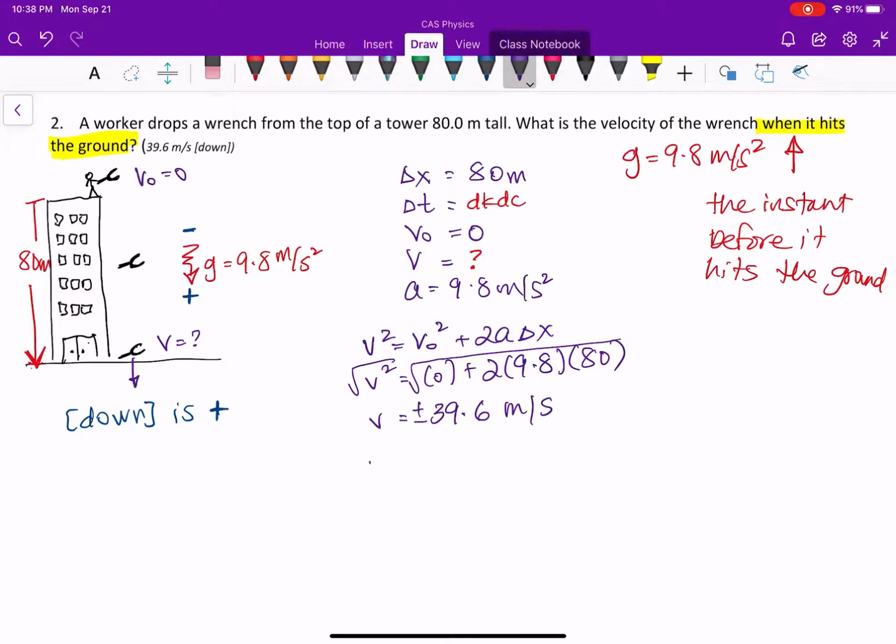So it's asking actually for the velocity, which is 39.6 meters per second, and since it's a velocity, it needs a direction: down. And that is our answer to this problem.